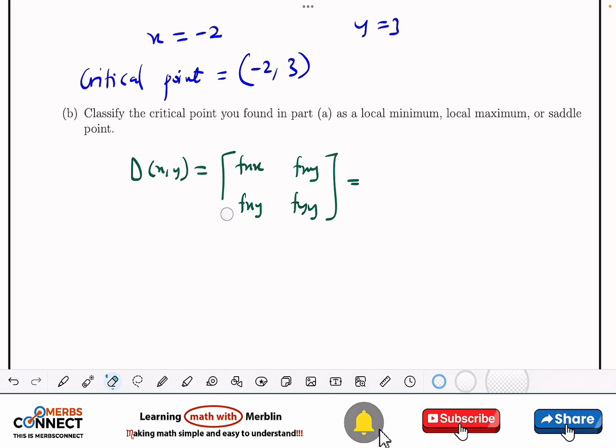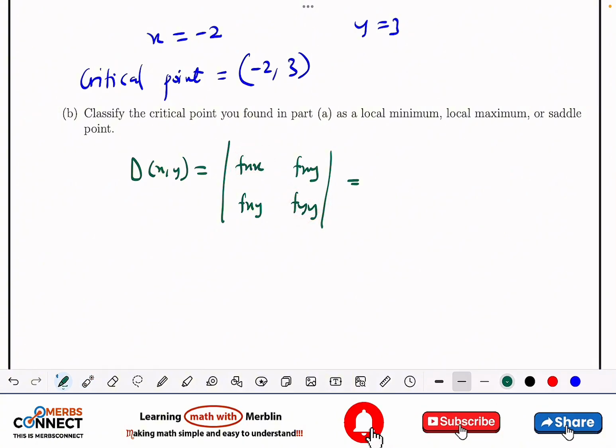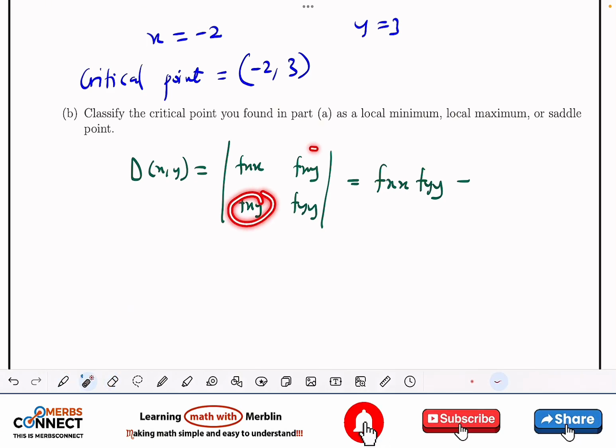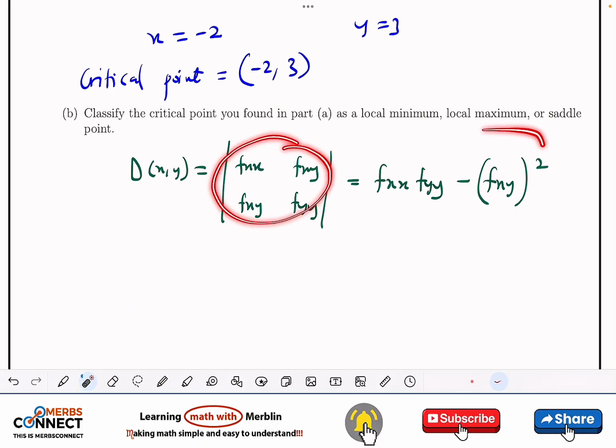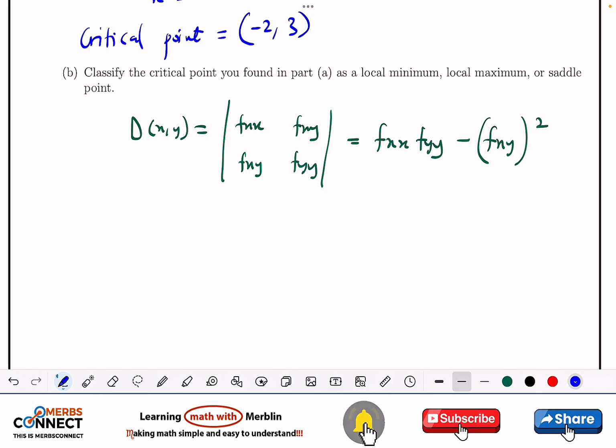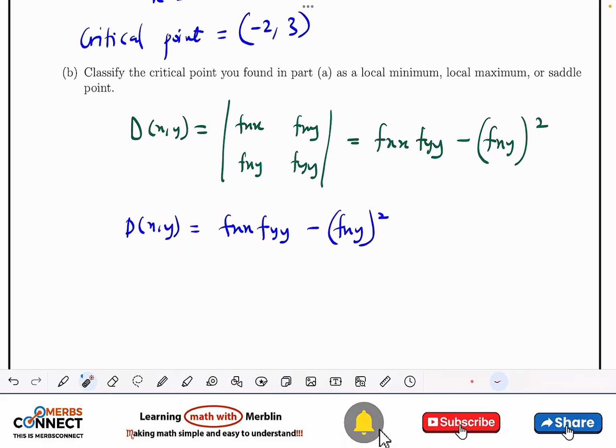So this is kind of like finding the Jacobian, the determinant like this. This times this gives us f_xx f_yy, minus this times this gives us f_xy, all squared. So any of them is right. Now I can use the idea of D of x, y is equal to f_xx f_yy minus f_xy, all squared. So it means that we need f_xx and f_yy.